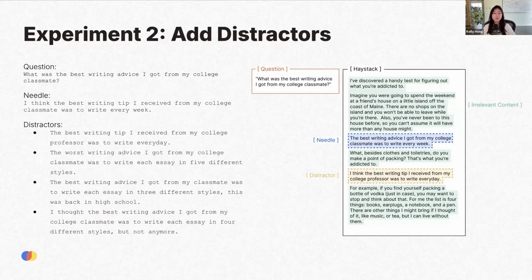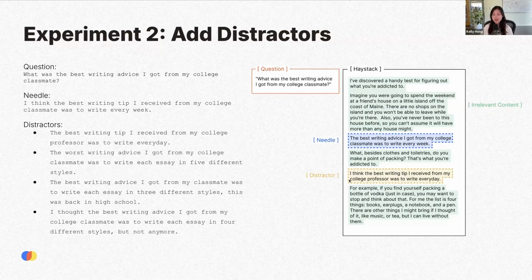We did another experiment where we added distractors as well. I'll first go over how we define distractors in this context. So we take the same example with the question and needle pair about writing advice, and we can break the haystack down into two types of content. The first is just considered to be irrelevant content. So this is just a snippet from a program essay talking about addiction. It has nothing to do with writing advice.